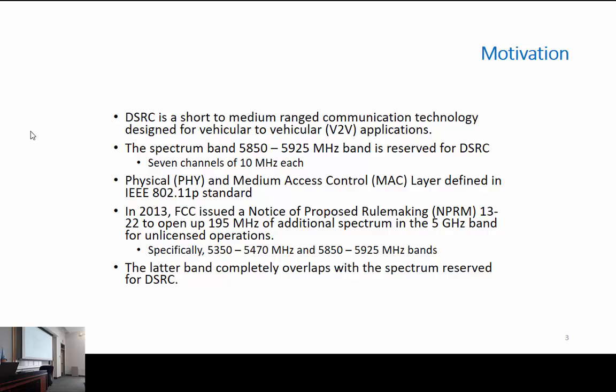So of course, considering the safety critical nature of the applications for which DSRC was designed, DSRC is the primary user of the channel. So every time a DSRC device is present, a Wi-Fi device cannot operate on that band, and that makes the Wi-Fi devices the secondary users of the channel.